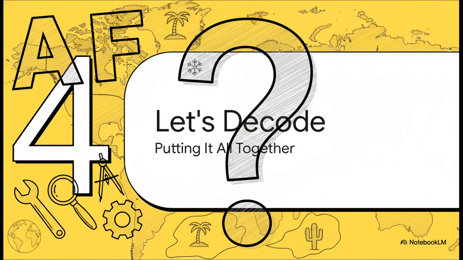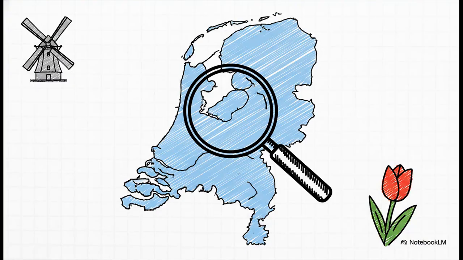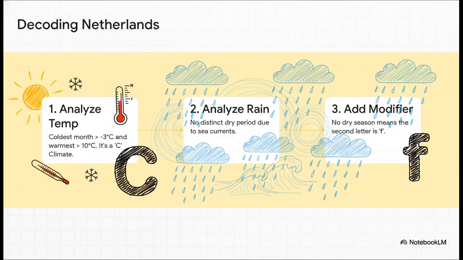Okay, so we've got the first letter, we've got the second letter, we have all the tools we need. So now, for the really fun part, let's put our new knowledge to the test and decode a real-world example. We're going to apply our new code-breaking skills to figure out the official Köppen classification for the Netherlands. Let's walk through this step by step. First, let's look at temperature. The warmest month in the Netherlands is above 10 degrees, and the coldest month is above -3. So, based on our rules, what does that make it? A sea climate. Perfect.